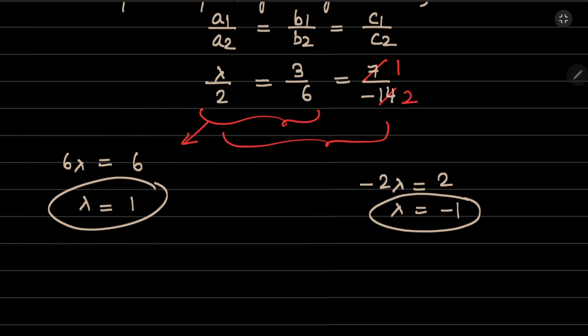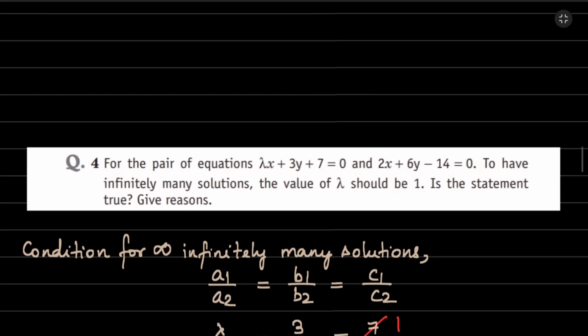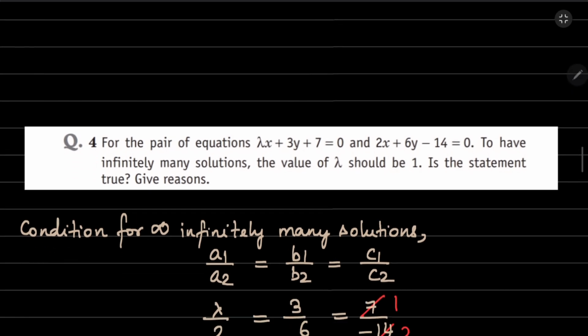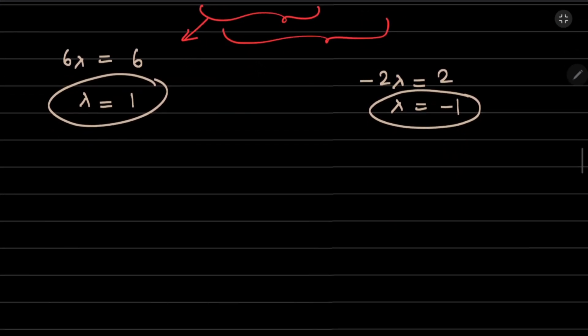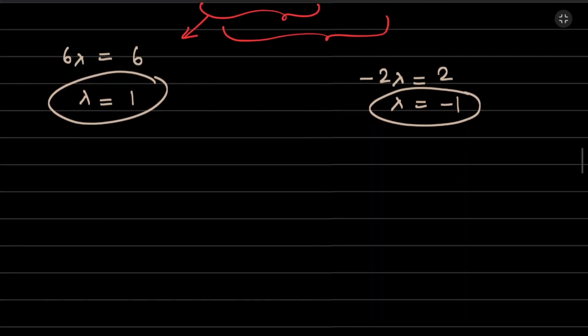When I take the first two ratios, I'm getting lambda equal to 1. First and the third, I'm getting lambda equal to minus 1. So what do I conclude? To have infinitely many solutions, the value of lambda should be 1. Is the statement true? Lambda is both 1 and minus 1. There is no value of lambda for which the given system has infinitely many solutions. That's how you have to write.